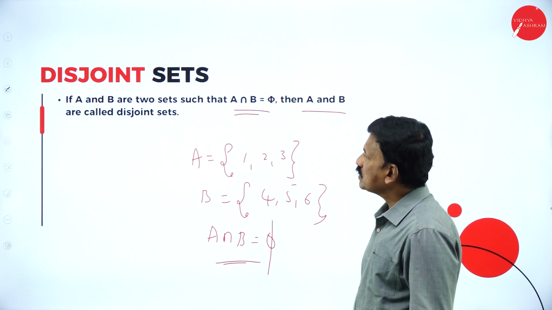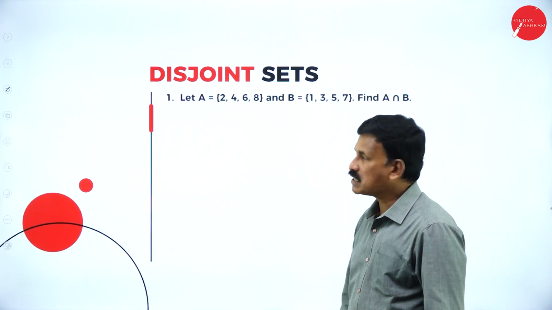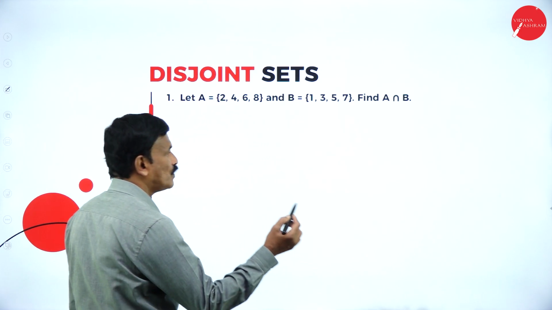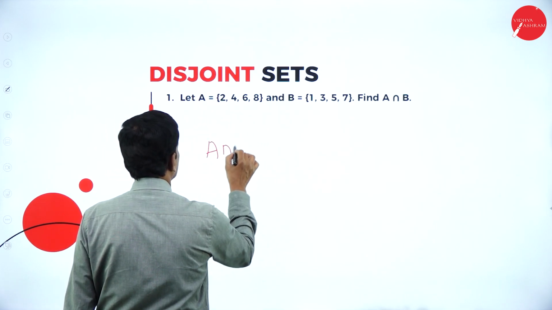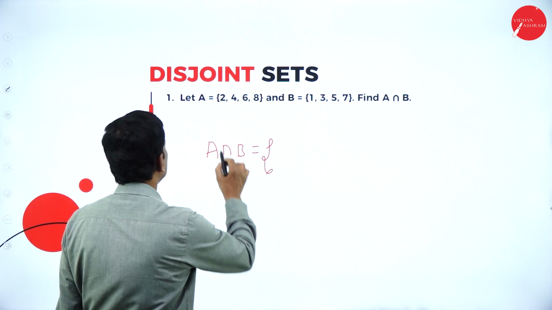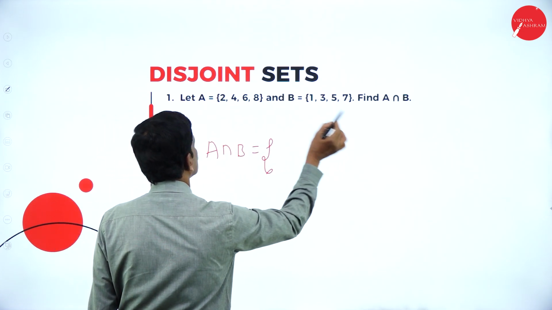Now move on to one more example. Let A is equal to {2, 4, 6, 8} and B is equal to {1, 3, 5, 7}. Find whether A and B are disjoint or not. A intersection B, the common elements. What are the common elements? Here 2 is not there, 4 is also not there.